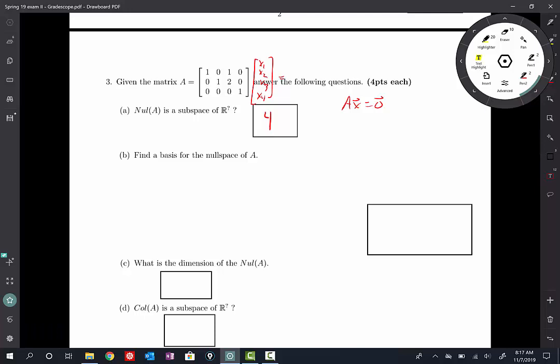Now it says find a basis for the null space. Well, once again, it's the solutions to Ax equals 0, so all I have to do is solve that equation. So in general, I would take this matrix A and do row reduction on it.